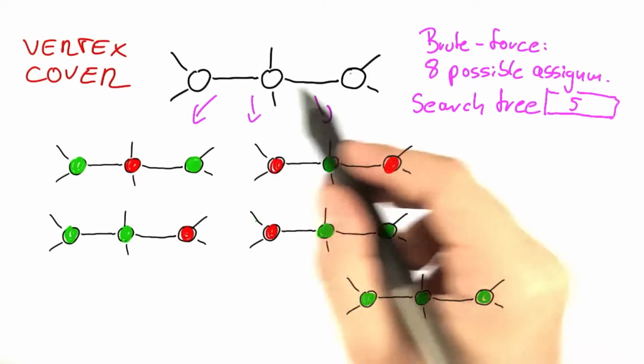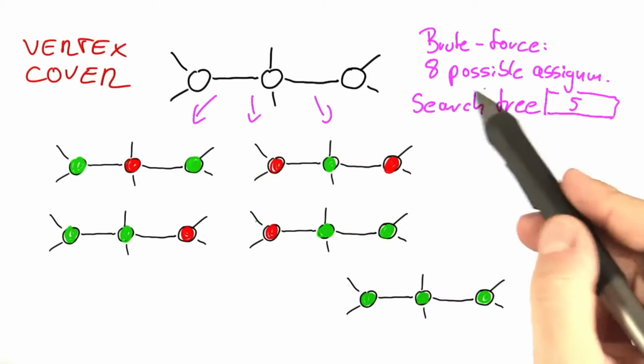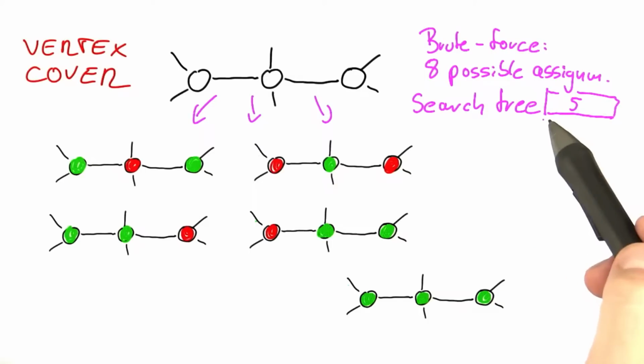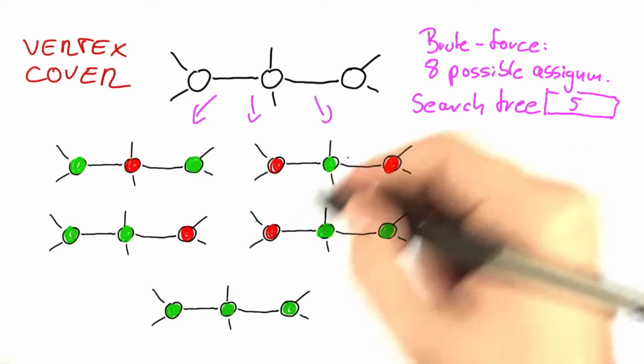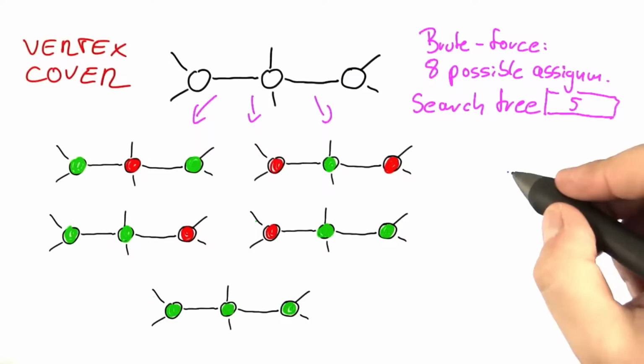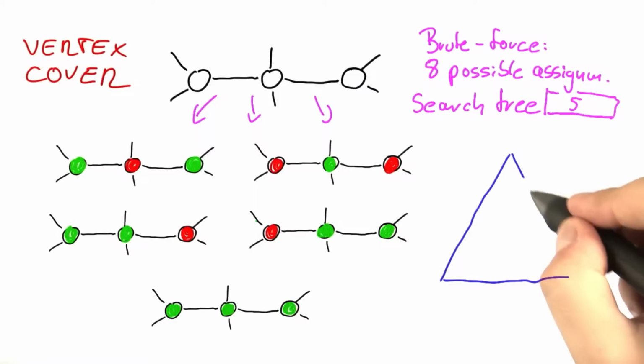We now know that the search tree, if we design it this way, doesn't have to branch into 8 possible assignments, but only 5 possible assignments, those here. So now my question is, if we design a search tree using this branching here, how large is that going to become? I'm going to give you 2 hints.